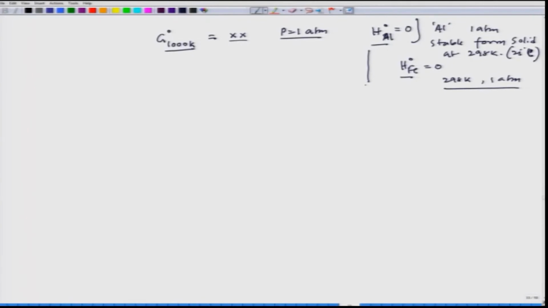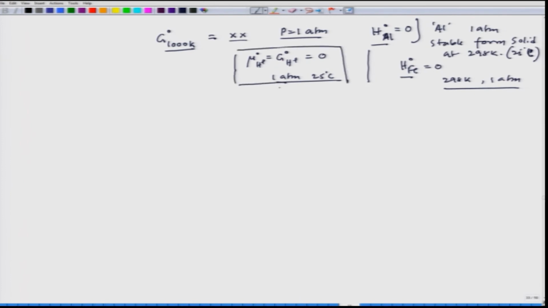So, in that case the enthalpy of pure oxygen at 298 Kelvin, 1 atmosphere pressure would be 0. So, that is the convention. Now, in case of electrochemistry also, we have some convention. The convention is that the chemical potential, or the standard free energy value, of hydrogen ion is taken as 0 at 1 atmosphere pressure and 25 degrees Celsius. So, this is a reference value.